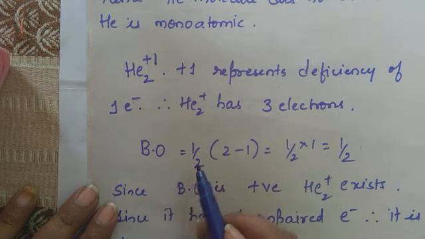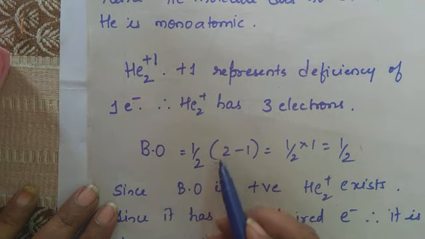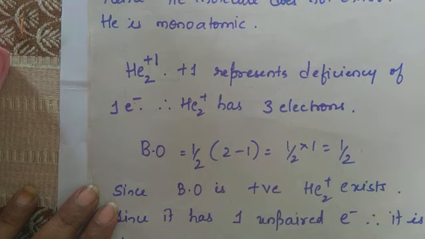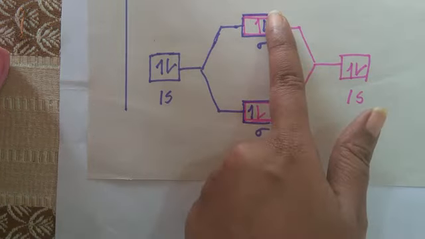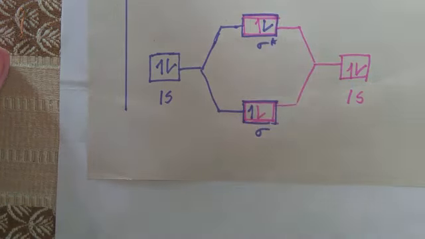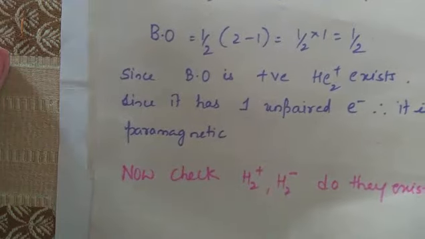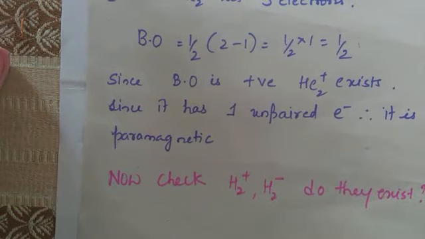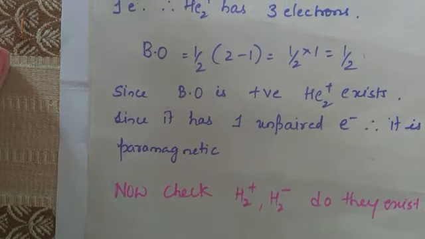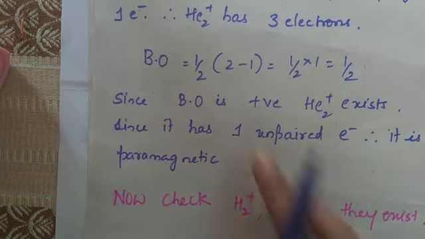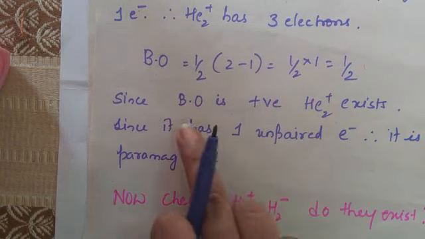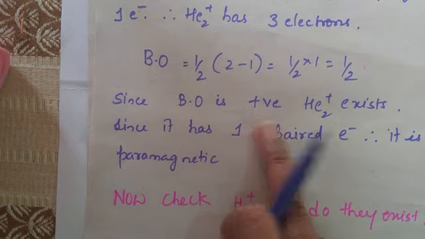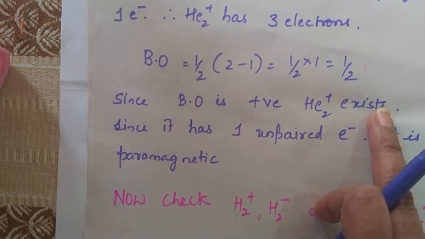So the bond order is equal to half of bonding minus antibonding molecular orbital electrons. How many electrons will be there? 2. In antibonding there will be only 1 electron because it is He2+. So the bond order is equal to half, 2 minus 1 is equal to 1, 1 into half is equal to half. Since the bond order is positive, the He2+ molecule exists.